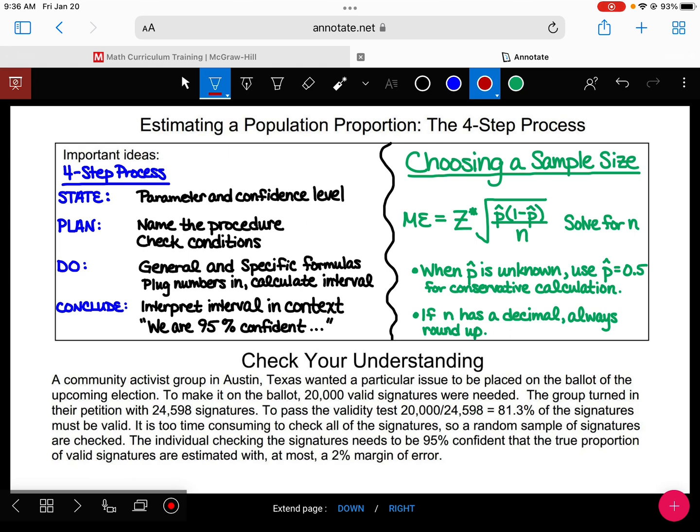One thing that we did not go over in our investigation of water on Earth is choosing a sample size. A lot of times when you're planning a research study to take a sample, you need to know how big of a sample to choose. So if we have a given margin of error and a given confidence level, we're going to substitute in and solve for n. If we don't know p hat, we're going to use a very conservative calculation. We're going to assume that our proportion is 0.5. That is going to give us the largest sample size we would need in order to calculate a specific margin of error with a specific confidence level.